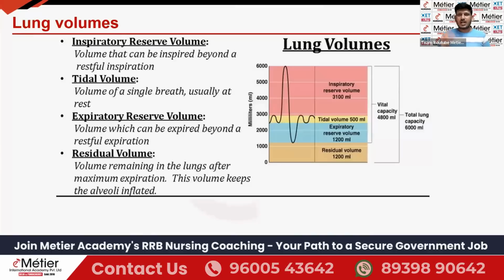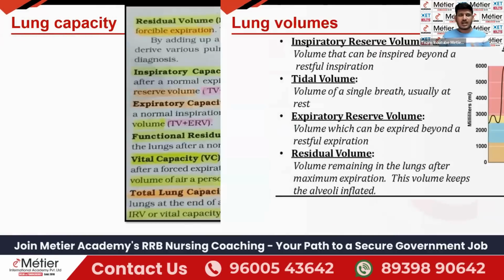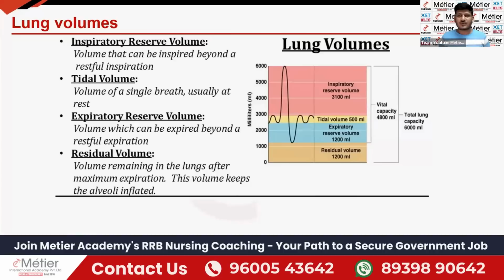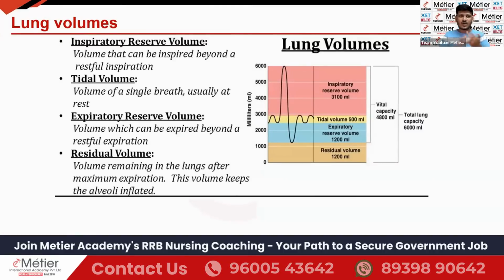The next one is lung volume. So far we discussed lung capacities. Now we are going to discuss lung volume. So 4 types of lung volumes are there: inspiratory reserve volume, tidal volume, expiratory reserve volume, and residual volume. Already we discussed residual volume. I'm not going to repeat it again. Whereas all other volumes like inspiratory reserve volume, tidal volume, expiratory reserve volume, we are going to discuss once again.